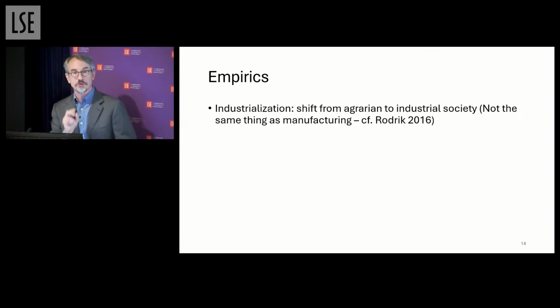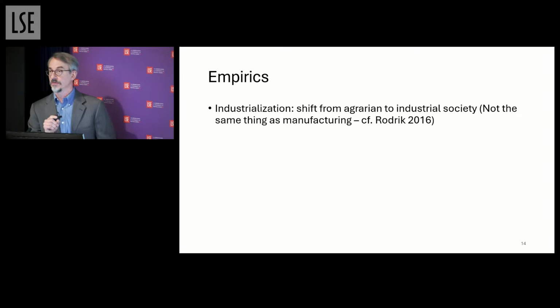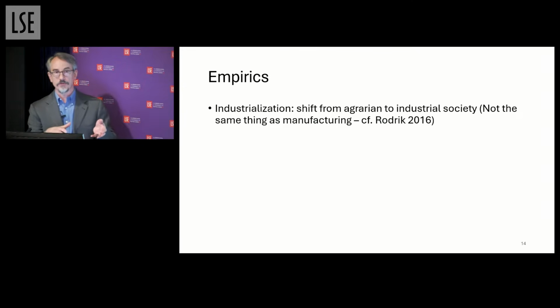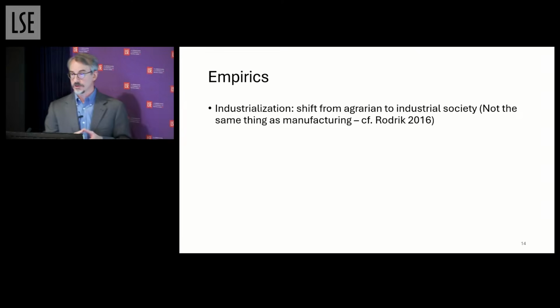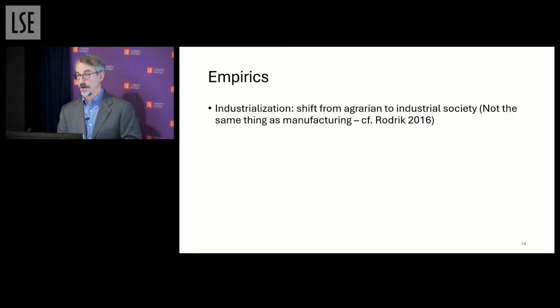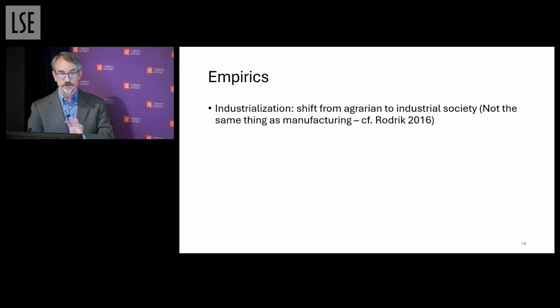Manufacturing, of course, is a major component within industrialization, but it's not the entire component. When we talk about a change from an agrarian to an industrial society, that does involve manufacturing, but it really involves a transfer of employment and economic focus out of agriculture and agrarian production towards industrial production, which can include construction, it can include mining, which I'll talk about in a minute, and eventually a services economy. So that is not the same thing.